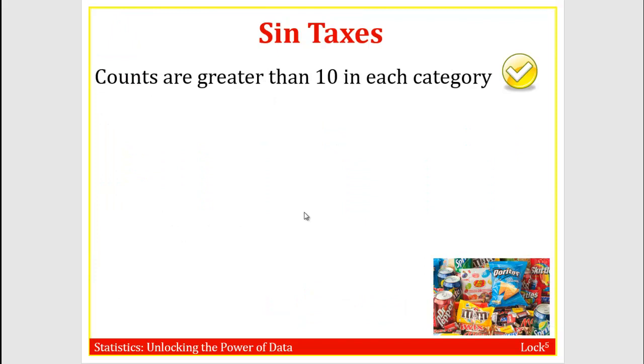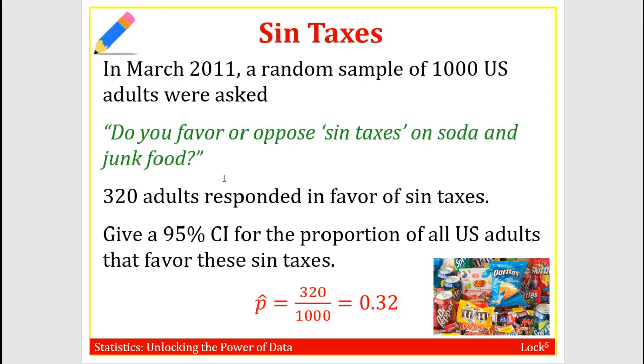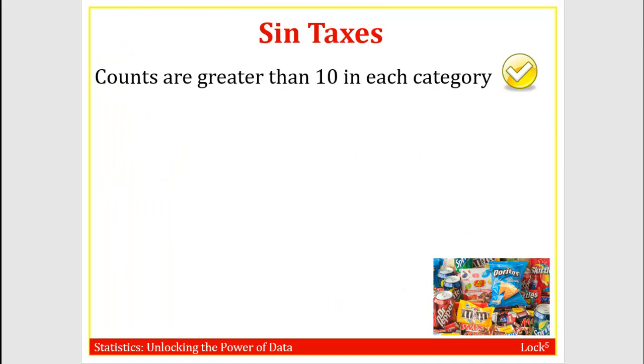Next, we're going to check to make sure that we meet the requirements to do this test. The requirements for this test are that both the successes and failures are at least 10. So if I look back at my problem here, 320 were the successes, the people who favored the sin taxes. That's bigger than 10. And my failures then would be everybody who didn't favor the sin taxes. So if I took 1,000 minus 320, that is also bigger than 10, meaning that we do meet the requirements.